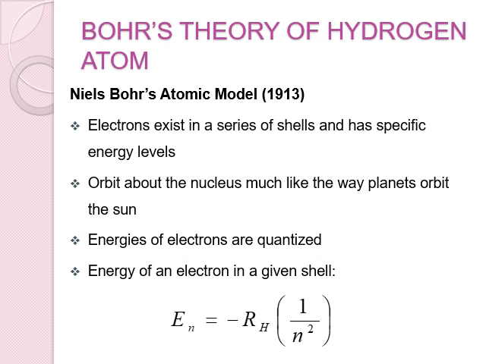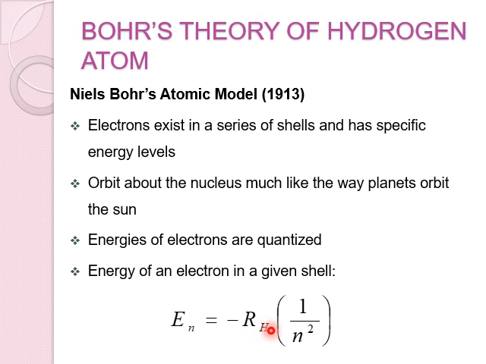Then in 1913, Niels Bohr proposed this. It says that electrons exist in a series of shells and have specific energy levels. Just imagine that everyone has their own room and their own specific level. So they orbit the nucleus much like the way planets orbit the sun. The energy of the electron is quantized. The energy of the electron is given by the shell, and then he proposed this formula, En is equal to minus RH over n squared.